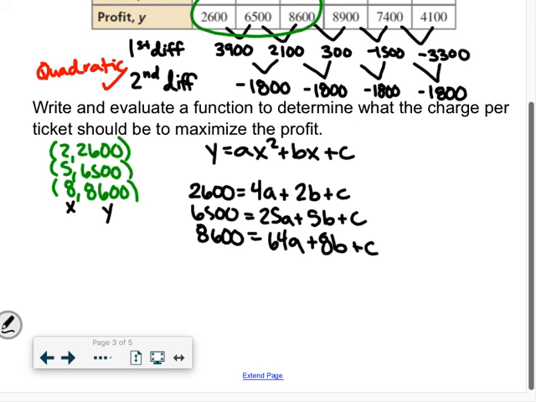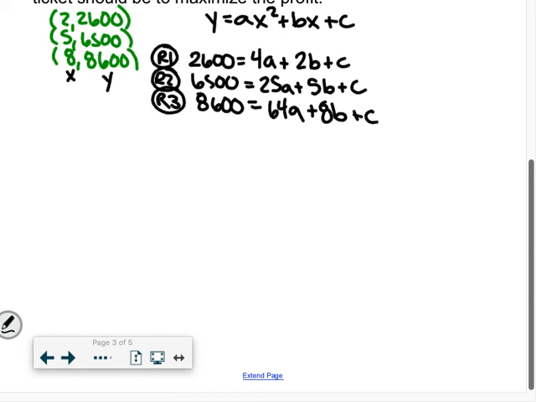Questions, concerns about where I got those things? Okay. All right. So then, this is row 1, row 2, row 3. What's going to be the easy variable to eliminate? C. Yes. Okay. So we have to eliminate C twice. I'm probably going to use row 1 and row 2, and then row 1 and row 3. It doesn't matter which two sets you use.